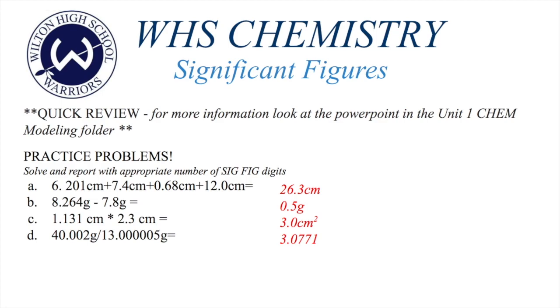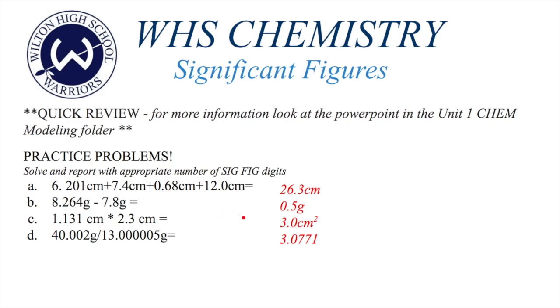For A, we have 26.3 centimeters for the answer. And this is the answer because remember, for addition, we report with the least amount of decimal places that there is in the problem. The least amount of decimal places is 1 decimal place because 12.0 has 1 decimal place and so does 7.4. So then we report our answer to 1 decimal place. B, our answer is 0.5 grams because 7.8 has 1 decimal place, so that's our least amount, so then we report with 1 decimal place.